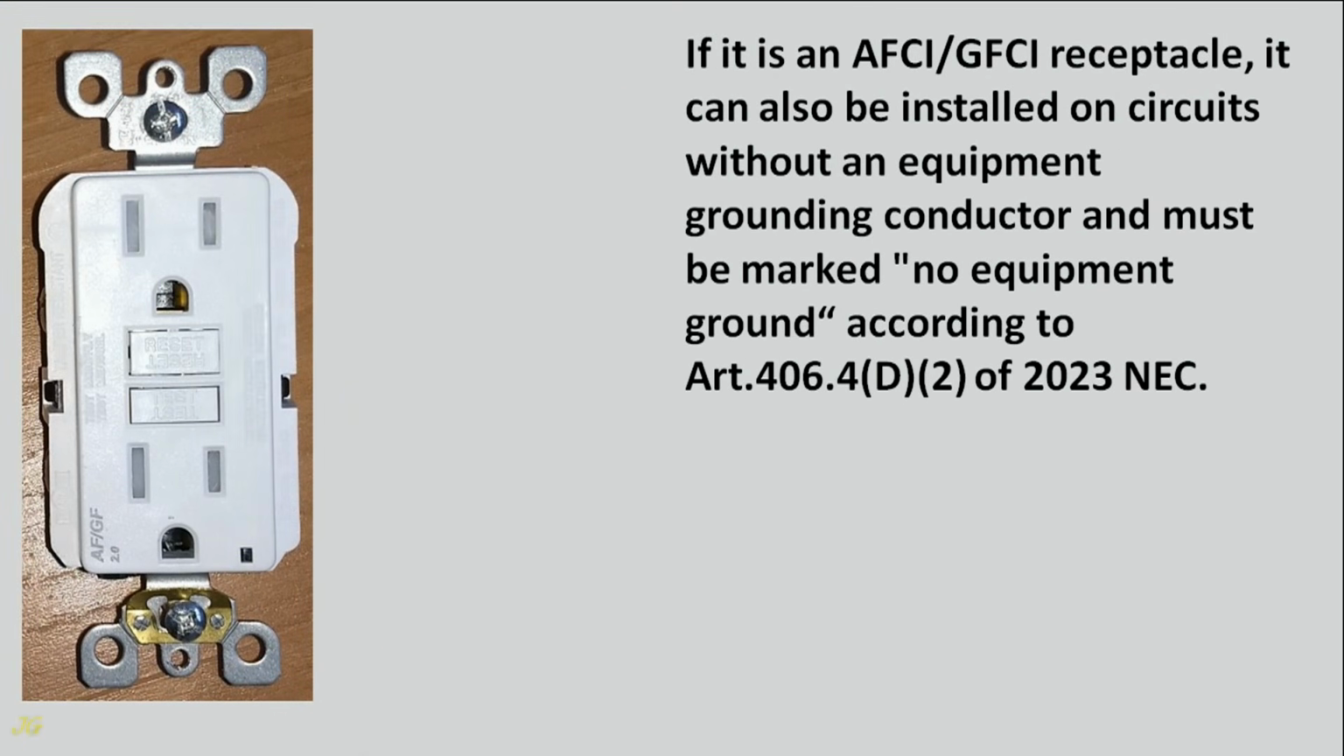If it is an AFCI or GFCI receptacle, it can also be installed on circuits without an equipment grounding conductor and must be marked "No Equipment Ground," according to Article 406.4(D)(2) of the 2023 NEC.